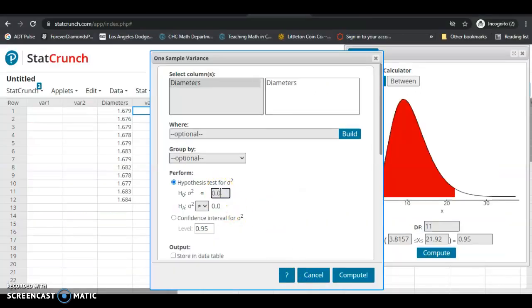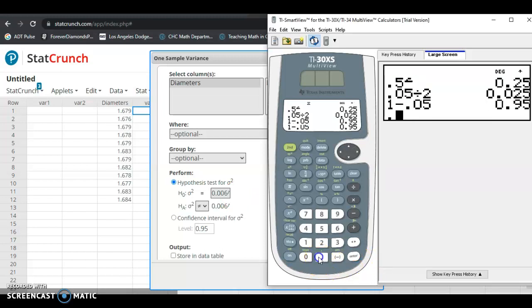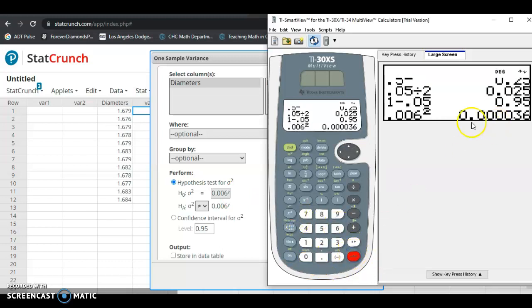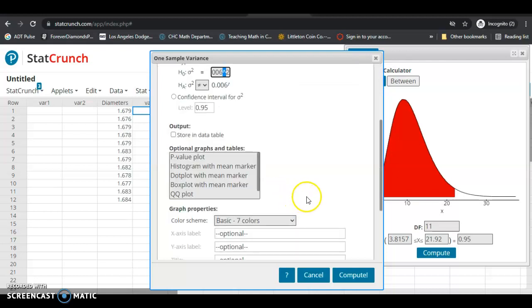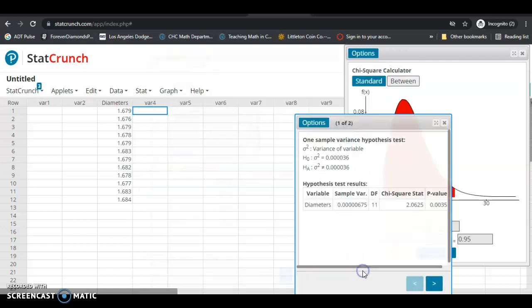Okay, so 0.006 squared. Or you can put it in your calculator, 0.006 to the second power, and then you can enter that number for the variance. This is for the variance, right? Or literally type in 0.006 to the second power. To access that function, hit the Shift 6 button, and we're going to click Compute. The other stuff is optional.